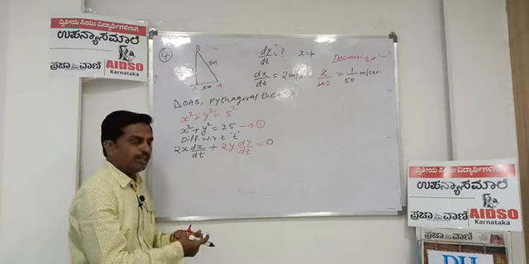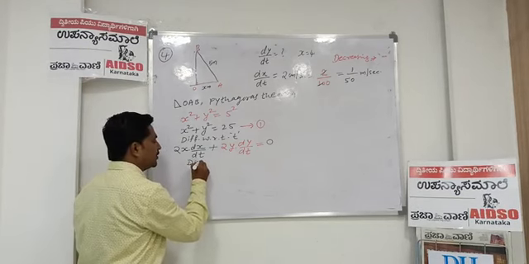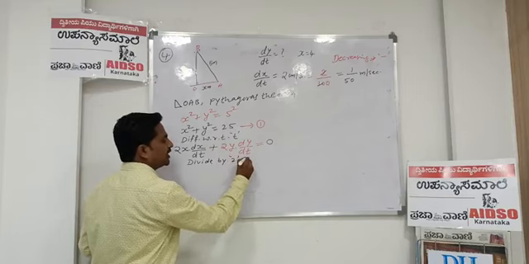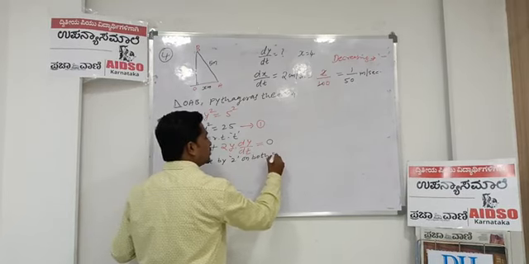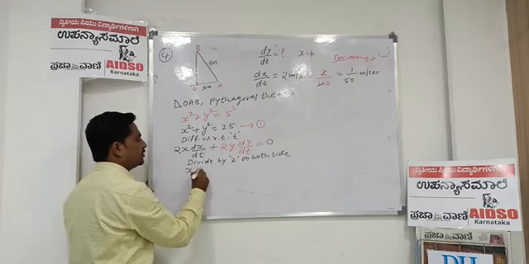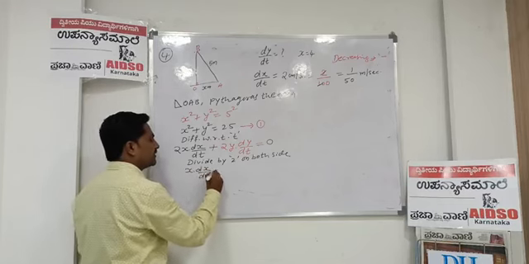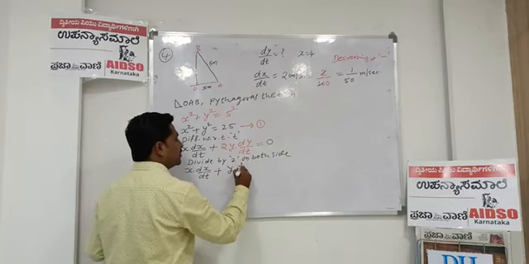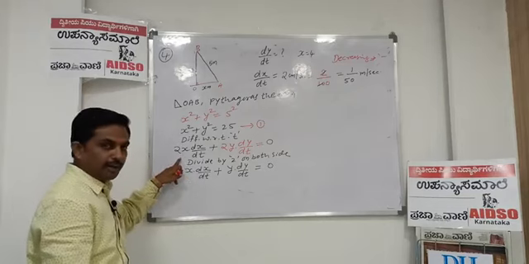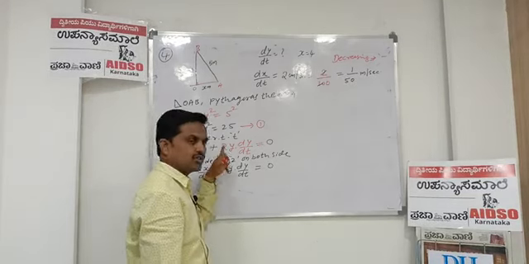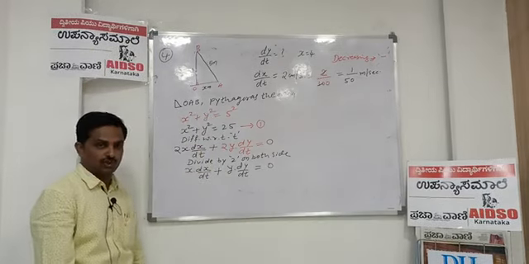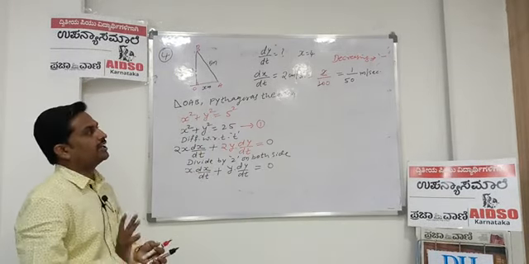If we divide by 2 on both sides, then the next step it will be equals to x dx/dt plus y dy/dt is equals to 0, because dividing by 2 means this 2 gets cancelled, and 0 divided by 2 is, of course, nothing but 0.